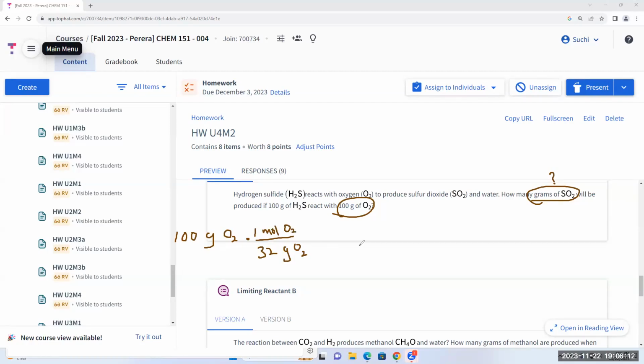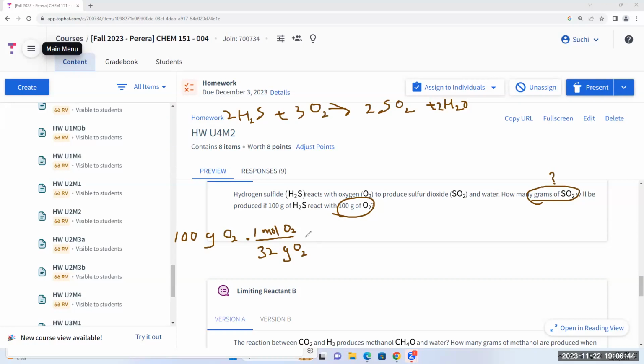And then, I need the balanced chemical equation. Let me see. In the balanced chemical equation, we have H2S reacting with oxygen and giving us SO2 and H2O. So there we had 2, 3, 2, and 2.